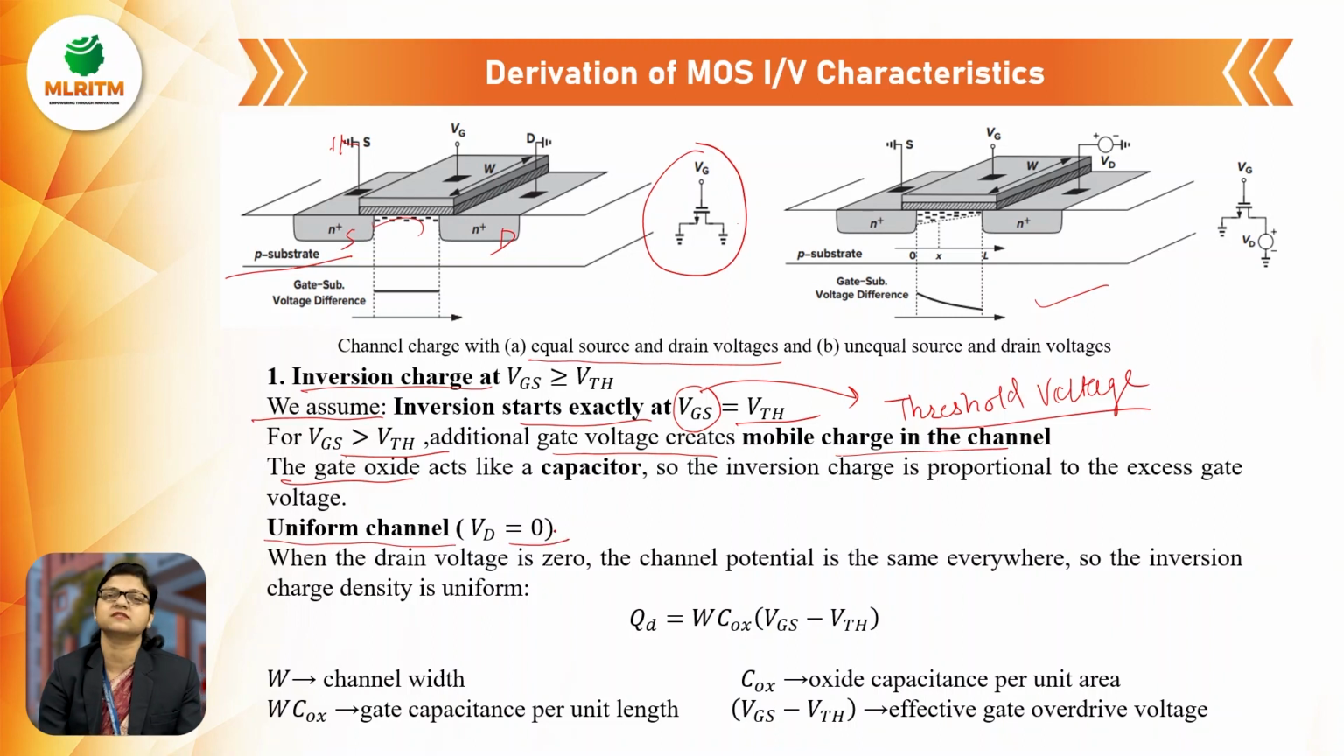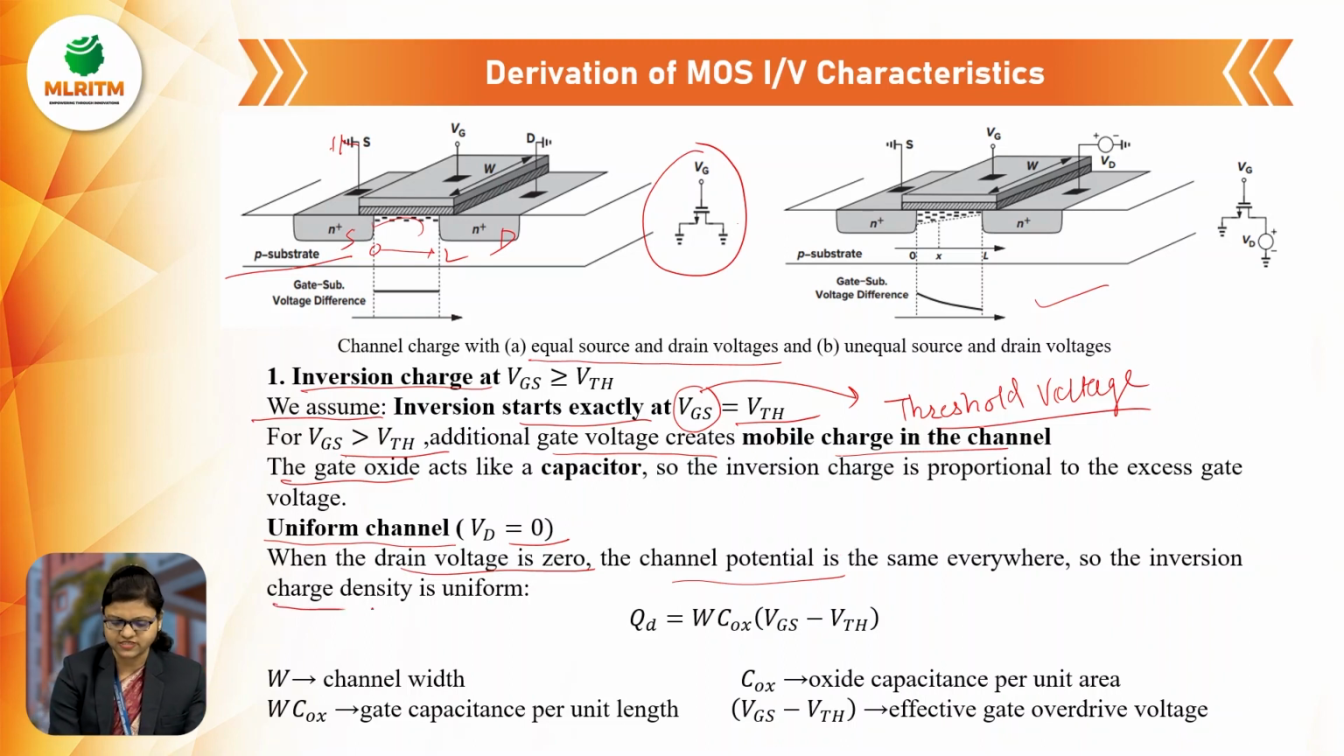Now, whenever the drain voltage is equal to 0, or we are keeping the drain voltage at ground, there is a uniformity in the charge channel. It means whenever the drain voltage is 0 or ground, the channel potential is the same everywhere in the channel. Suppose, for example, the channel length is from 0 to L. Throughout 0 to L there is a uniformity, and the channel potential is the same everywhere in this channel.